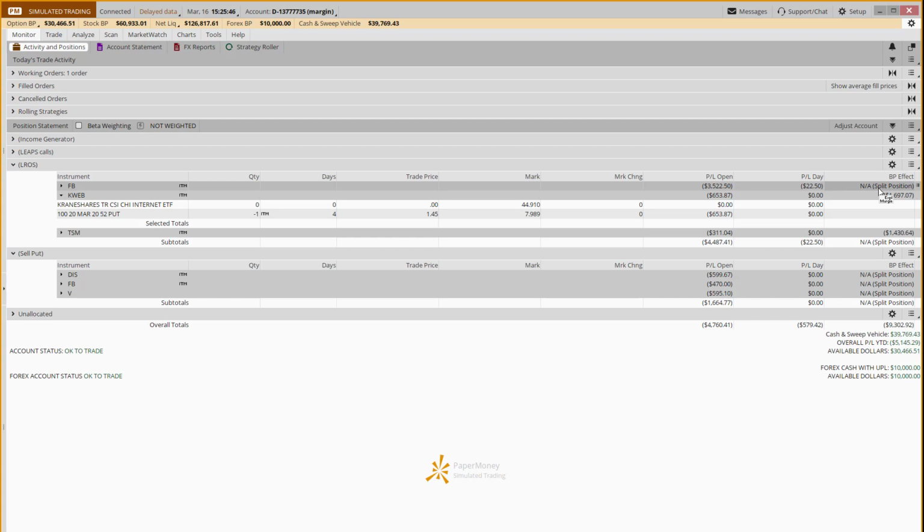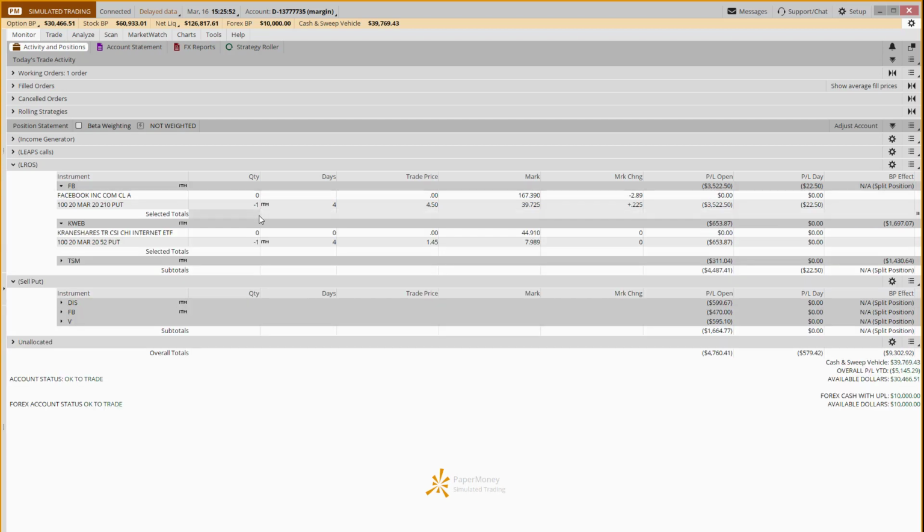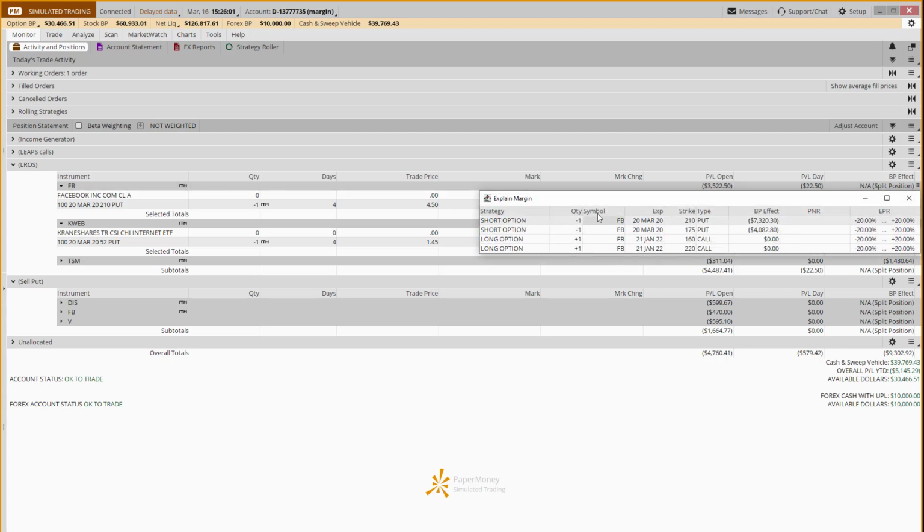Now if you have some position that is a split position, as shown here, that means, for example in this case, I have one sell put on Facebook, but I might also have long calls on Facebook, right? So how do they calculate? You can click on the split position button, and you should see this. This is all your Facebook position.